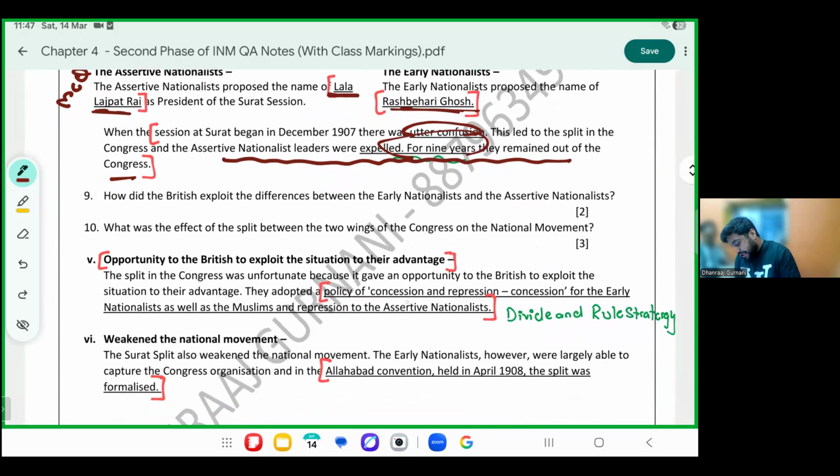A policy of concession and repression was now followed. Basically, in other words, it's called divide and rule. Concession towards the early and repressive towards the assertive.